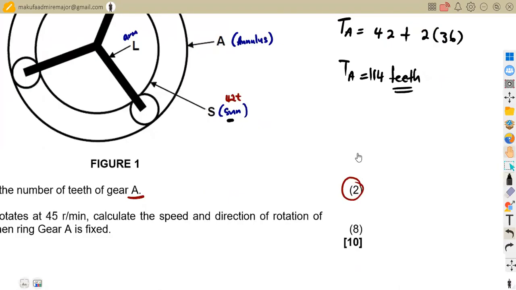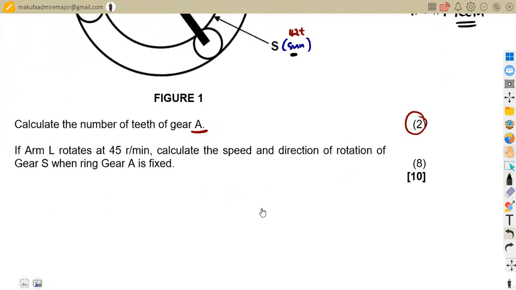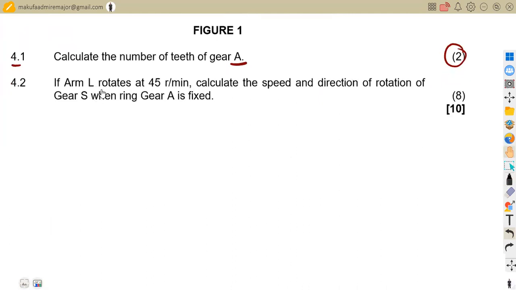Then on the other question, we are now asked, if the arm L rotates at 45 revs per minute, calculate the speed and direction of rotation of gear S, which is the sun gear, when the ring gear A, which is the annulus, is fixed. This is a condition of the question, but remember, even without this, we need to know the stages that you're going to have from our table of motions.